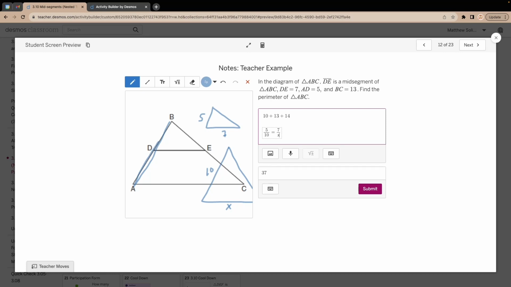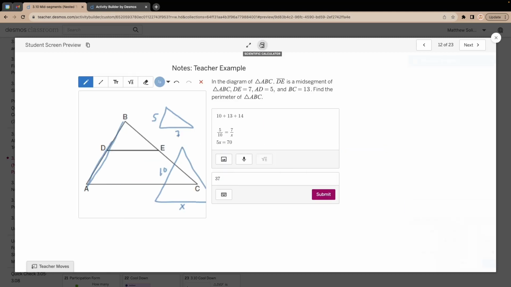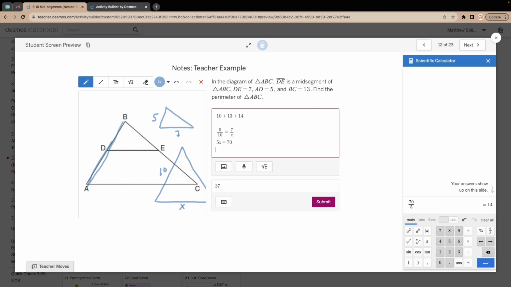Now, you could see it like, oh, it's just twice as big over there, but let's multiply it out and just see. So 5x equals 70. Let's do 70 divided by 5. This is just another way to do it. Oh, we get 14 still. So that missing side was still 14 down here.